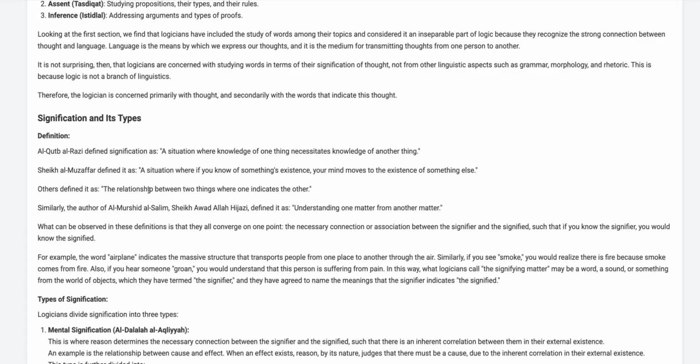And those dalil are going to be used for istidlal, which leads to a madlul, which then leads to tasdiq or takzib, you affirm it or you deny. All right. The author of Mushd Salim, Sheikh Awadullah al-Hijazi, defines it as understanding one matter from another.